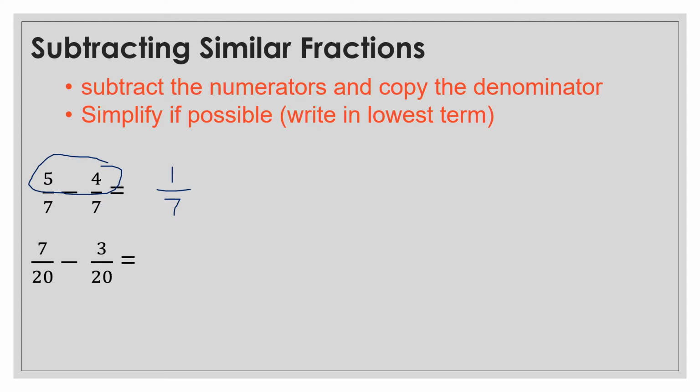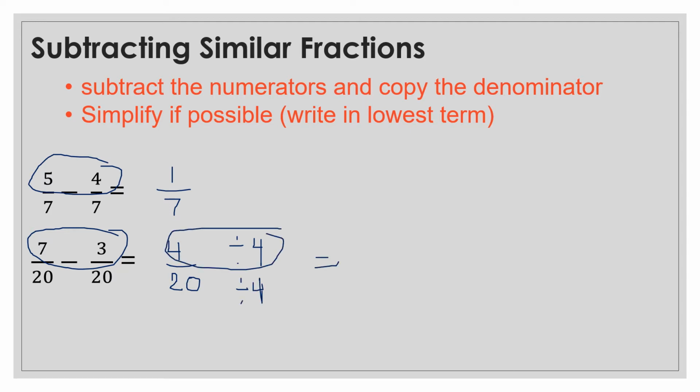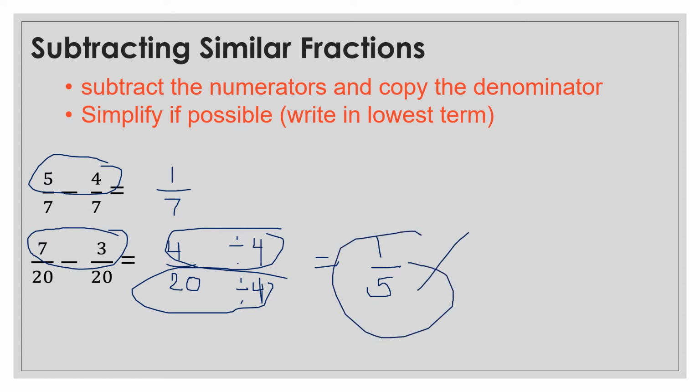7 over 20 minus 3 over 20. 7 minus 3 equals 4. Copy the denominator, 20. 4 over 20 can be simplified. 4 can be divided by 4, and 20 can also be divided by 4. 4 divided by 4 is 1. 20 divided by 4 is 5. Therefore, the final answer is 1/5.